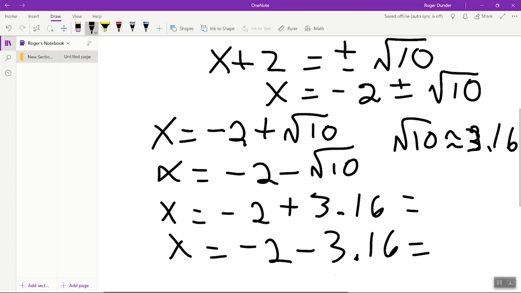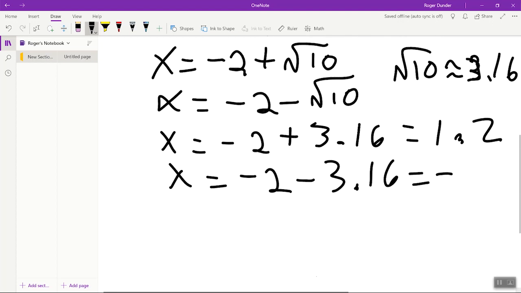And if you went to one decimal place, in the first case you would have 1.2. And in the second case, you would have negative 5.2. Okay, 1.2 and negative 5.2. So that would give us an approximation.